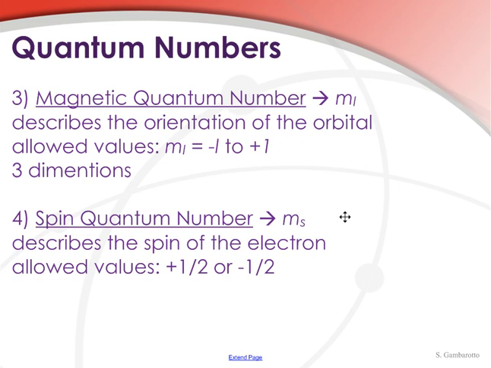The last one's probably the easiest to grasp, the spin quantum number. It's denoted m with a subscript s. It describes the spin of the electron. And the allowed values are plus 1/2 or negative 1/2. Or in some textbooks you'll actually see it say +1 or -1. All it means is that electrons can either spin in one direction, call it clockwise, or the opposite direction, counterclockwise. So we use positive to denote one direction and negative to denote the opposite direction.